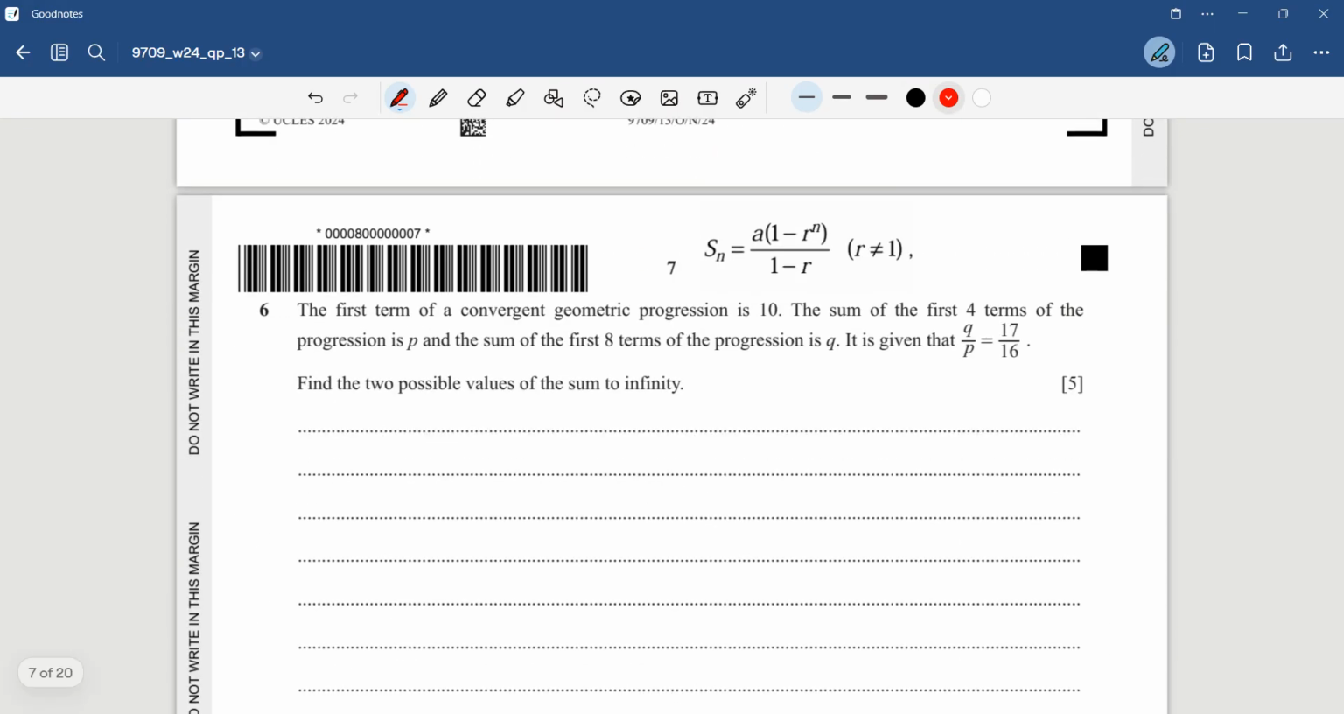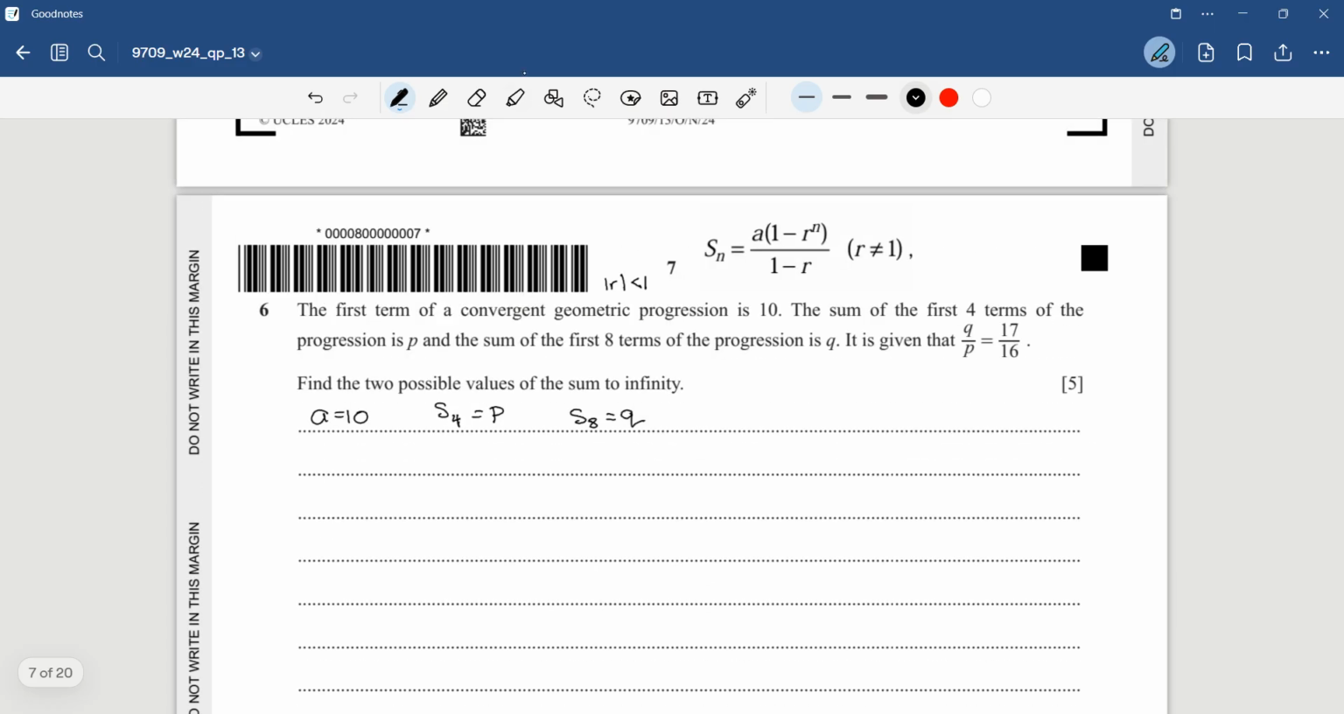Okay, now for question number 6. The first term of a convergent geometric series. So here the question says it is a convergent geometric series, which means the modulus of r must be less than 1. Okay, so convergent here denotes that your modulus r must be smaller than 1. You must know this. Okay, so it's 10, so your first term a is equal to 10. The sum of the first 4 terms of the progression is p, so it's given as S4 equal to p, and the sum of the first 8 terms, S8, is equal to q. It's given like this, and it's given p over q equal to 17 over 16. Find the two possible values of the sum to infinity.